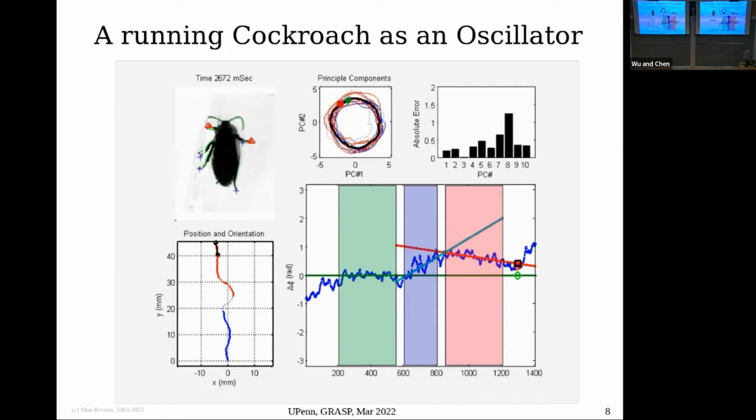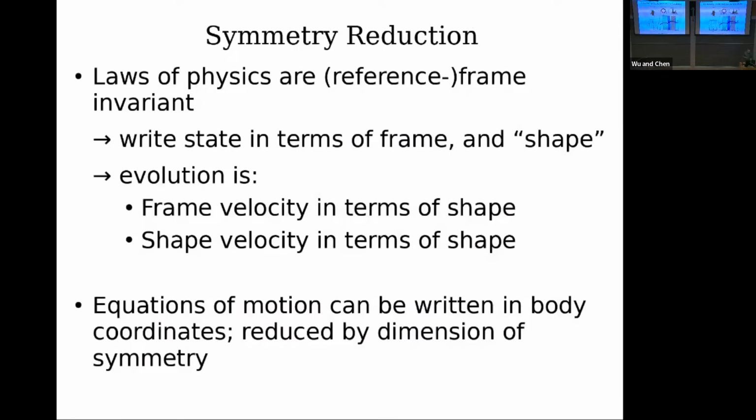The other big reduction idea we have in dynamical systems and physics is the idea of symmetry reduction. So symmetry reduction comes from the important fact that physics is in our minds and not in the universe. And so the laws of physics are reference frame invariant. If you write the state of your system in terms of its reference frame, a body frame, and its shape, you split it into 2 parts.